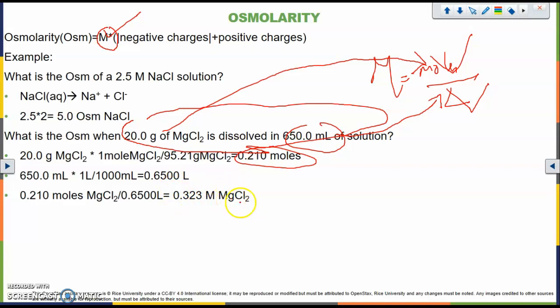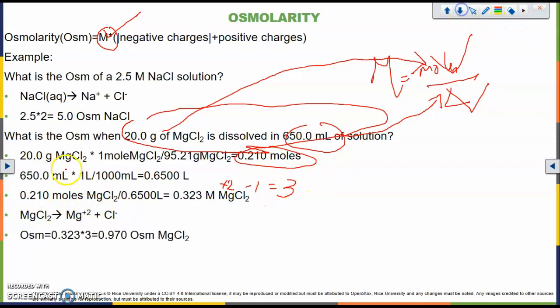There's actually a straightforward way that you can do this. And the key is you say, oh, magnesium has a +2 and chlorine has a -1. What's the overall charge? If you take the absolute value of this, it's 3. Right? 2 + 1 equals 3. So we just take this molarity times the number of particles, which is 3. The charges actually in the particles. And that's how you came up with 0.969 osmolarity magnesium chloride.